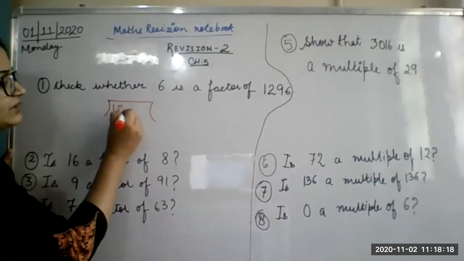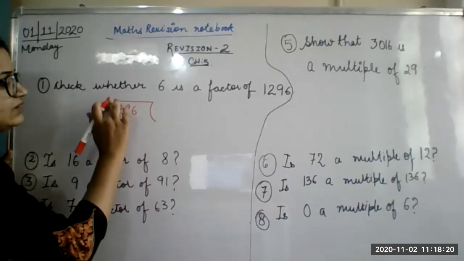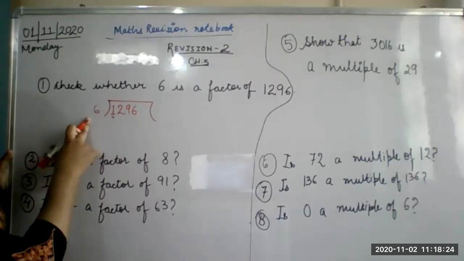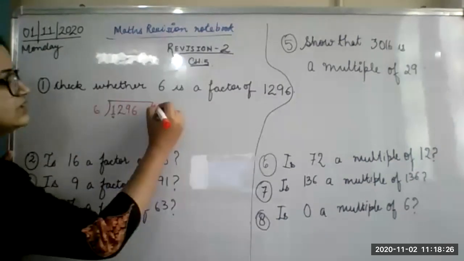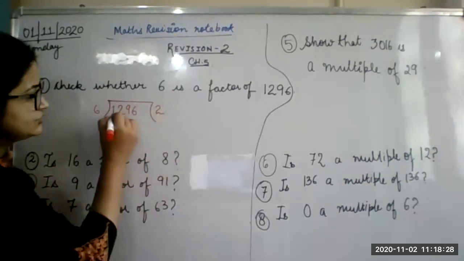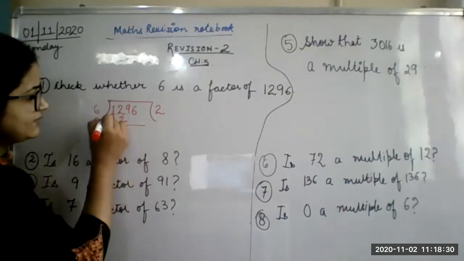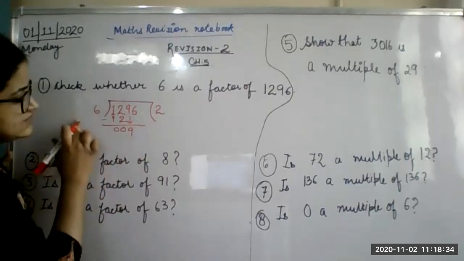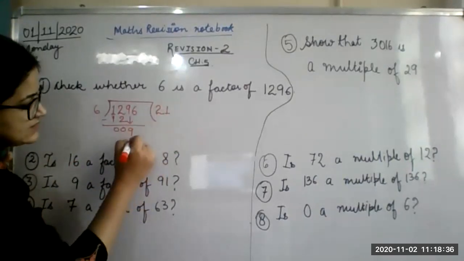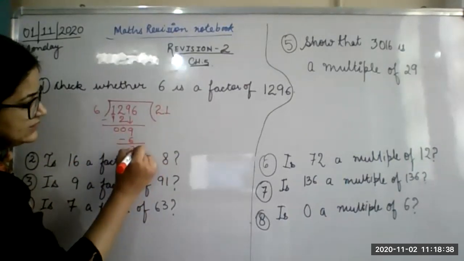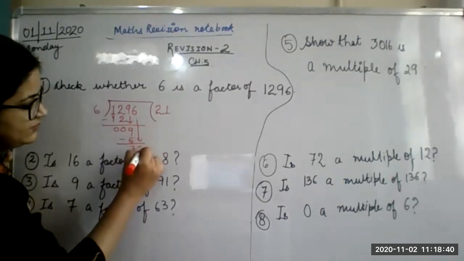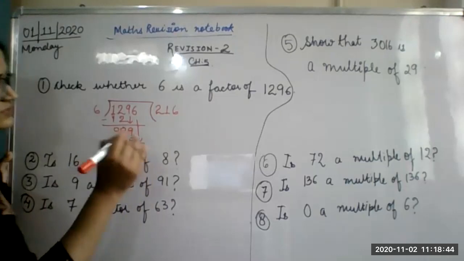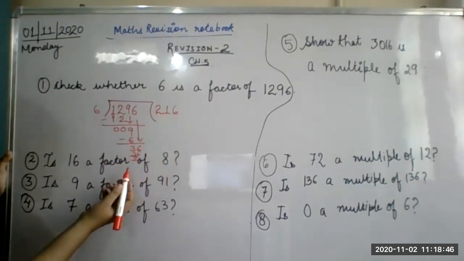If you don't remember the divisibility, you can simply divide and check whether 6 is a factor of this number or not. 6 twos are 12. Subtracted, you will get 0. Then you copy this 9 over here. 6 ones are 6. Subtracted. Then you get 3 here and this 6 will be copied over here. 6 6s are 36 and you will get 0. So the remainder is 0.